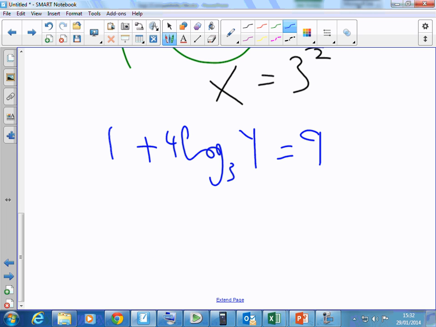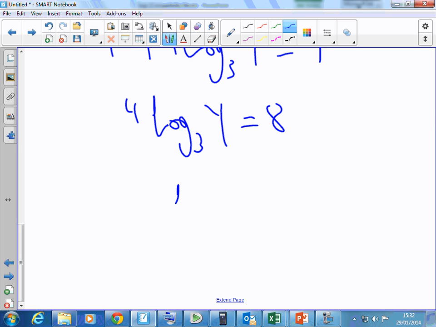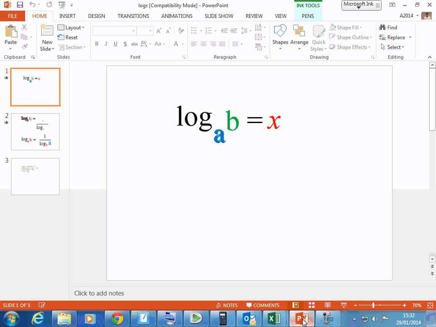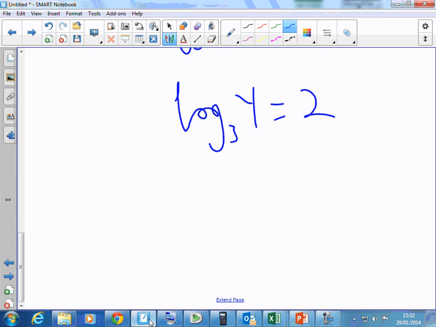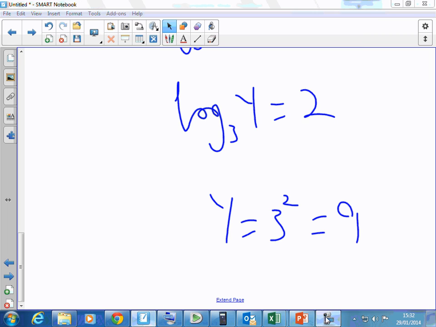Now from here I should be able to find y. Take 1 away from both sides, so I'm left with 4 log to the base 3 of y is equal to 8. Dividing both sides by 4, log to base 3 of y is equal to 2. Again, back to our fundamental definition of a log. We shouldn't be stuck here because we get rid of the log. What happens? Shall I show you this animation for the 10th time, or are we happy? y is equal to 3 to the power of 2. Good. Which is equal to 9. Well done.